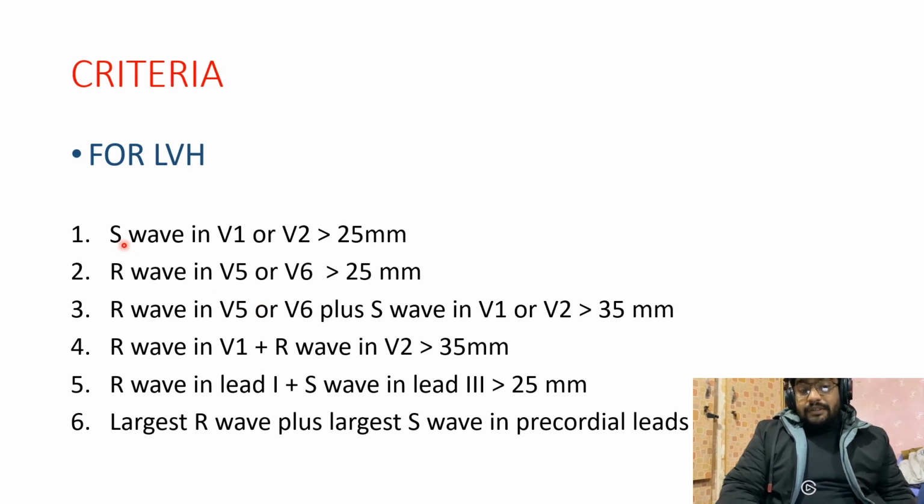So for example, if we cannot see an S wave in V1 or V2 or R wave in V5 or V6, that's individually fulfilling the criteria. What we should do is add V1 with V5. The S wave in V1 should be added to R wave in V5, and S wave in V2 should be added to R wave in V6. If the sum of these two is more than 35 mm, or 7 large blocks, we should say that left ventricular hypertrophy is present.